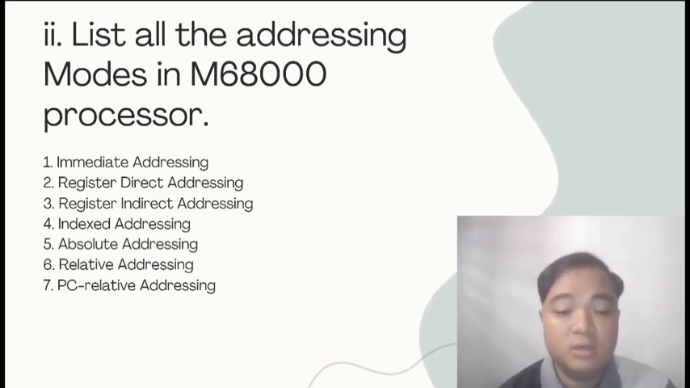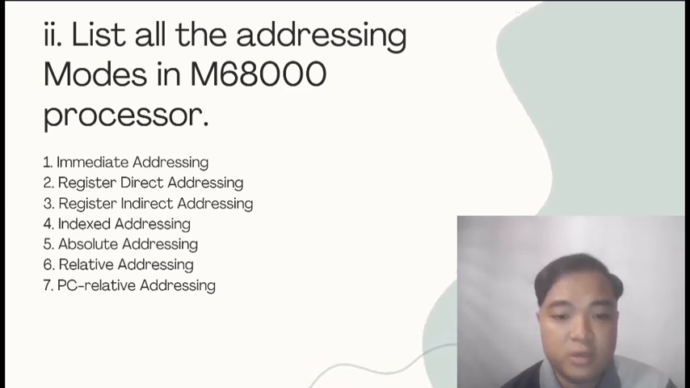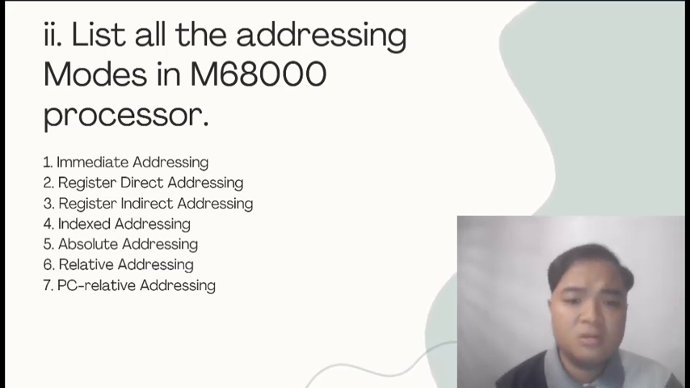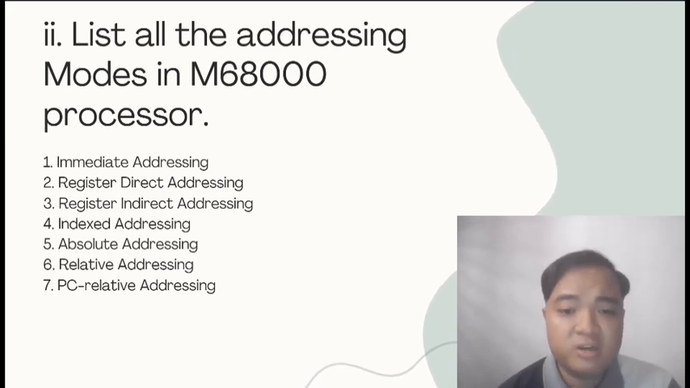First, we have immediate addressing. In this mode, the data value is given directly inside the instruction. For example, move #5, D2 means the value 5 is moved straight into register D2. This mode is fast because the data is already included in the instruction.